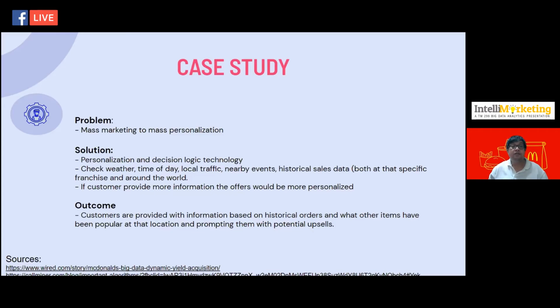Of course, using collaborative filtering and content-based recommendations, we gather information from all over the world. And at the time of ordering, we suggest products that customers are most likely to buy based on their purchase history and on the product they are currently viewing in the kiosk. Of course, the outcome is for customers to see information based on their historical records and what other items are popular in that location, prompting them with potential upsells.